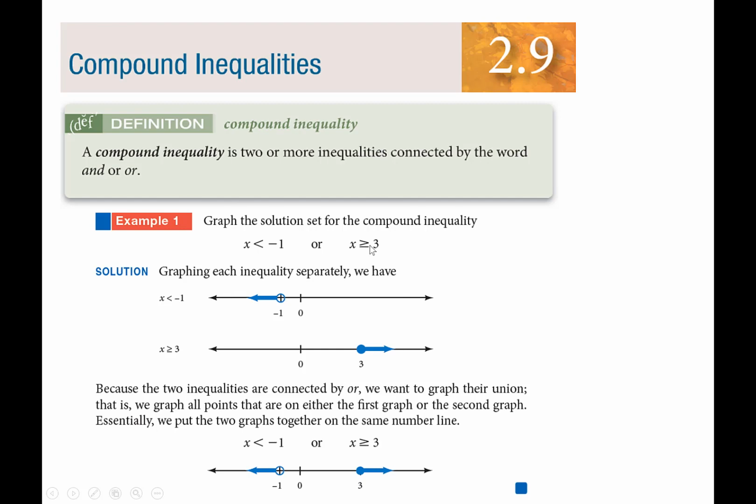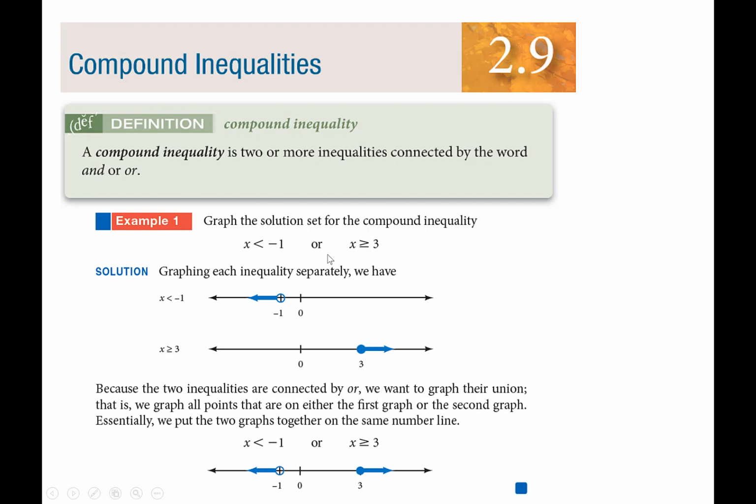All right, next one is going to be x greater than or equal to 3. And greater than or equal to 3 means I have a closed dot at 3. And we go off to the right. Now, we learned those two things last time. Here's the new stuff that we have not learned. We're going to combine these together with the word or.